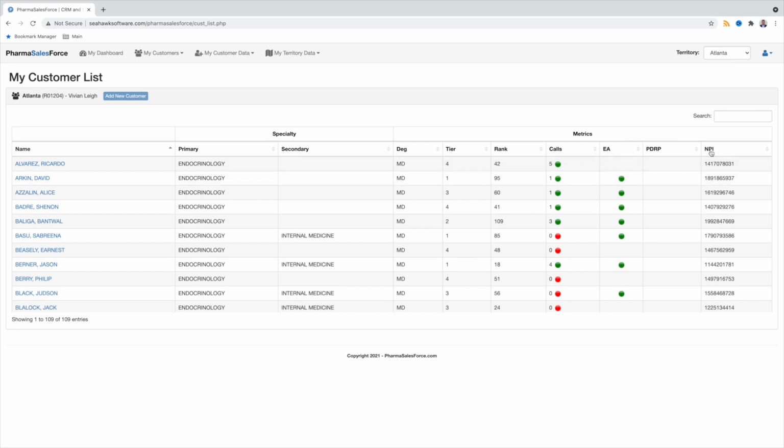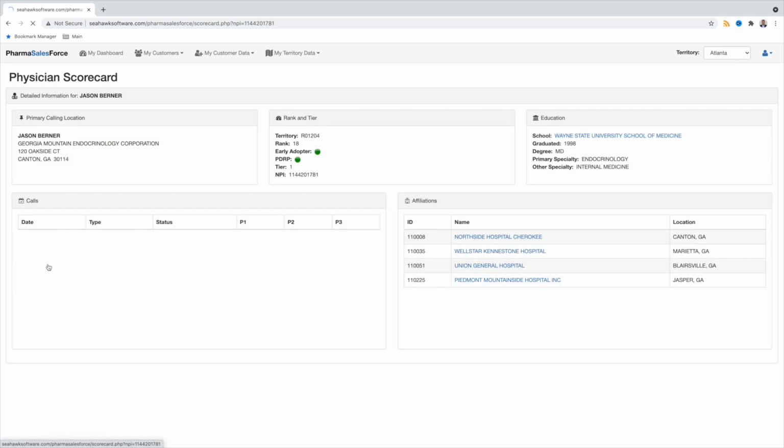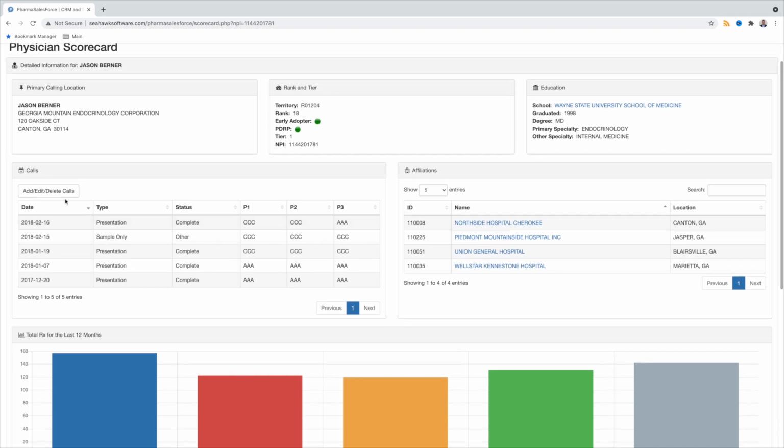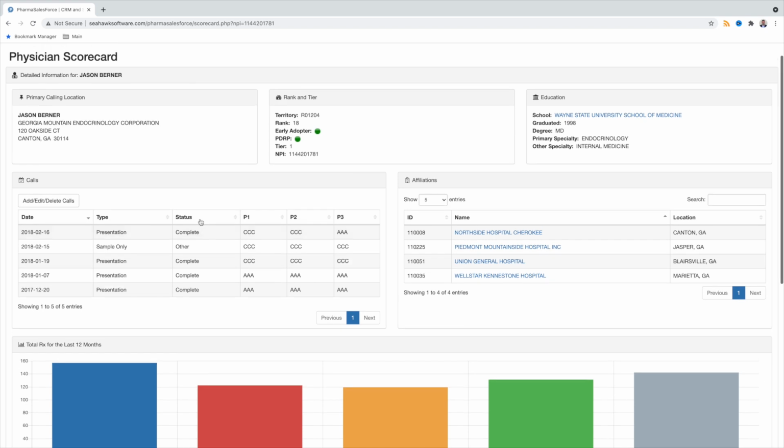And lastly, this is their NPI, their National Prescriber Identifier that we discussed in the lessons as well. If I drill into any one of these doctors, I will pull up the individual dashboard or scorecard for that doctor, showing who the doctor is, their rank and tier, where they went to school, and then I will show the calls that I have made to that doctor over the last 12 months.